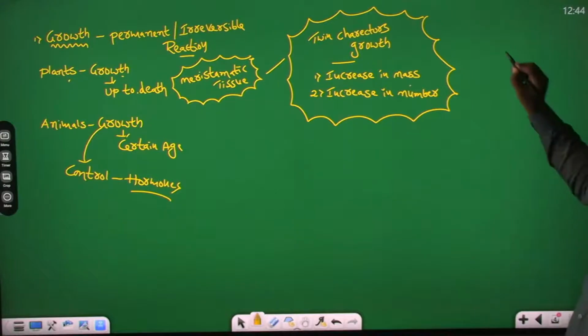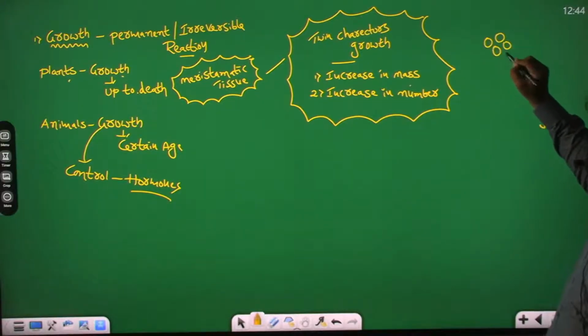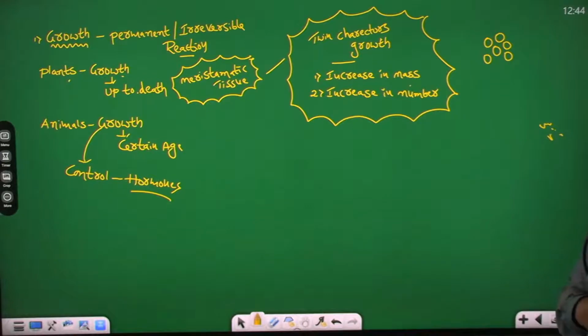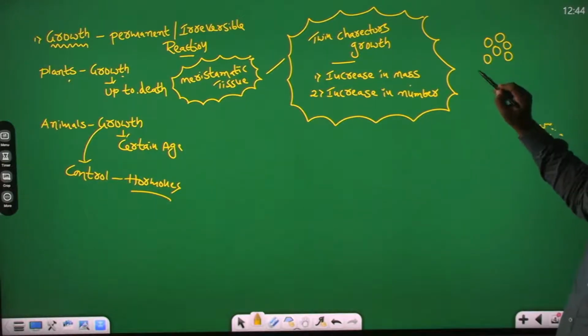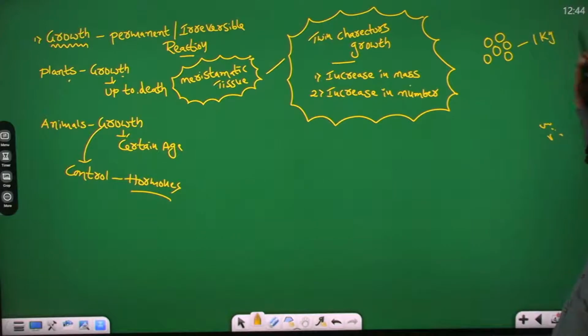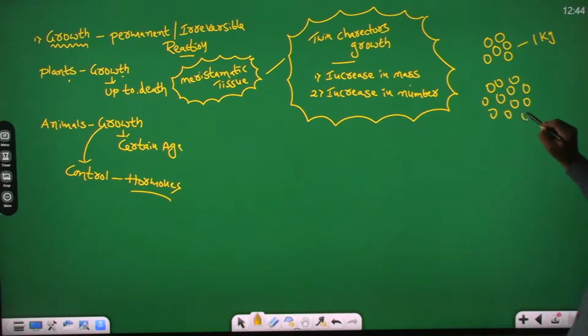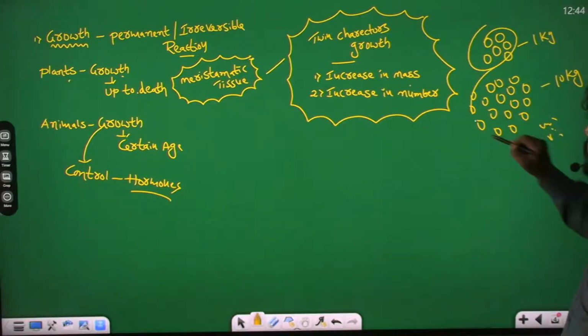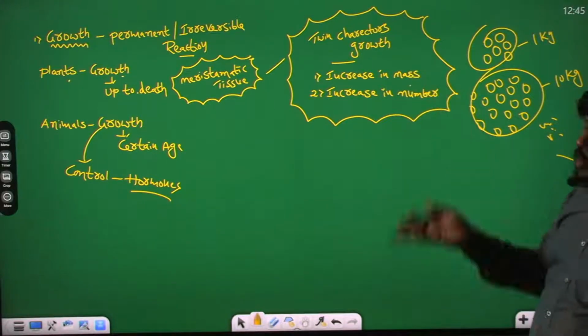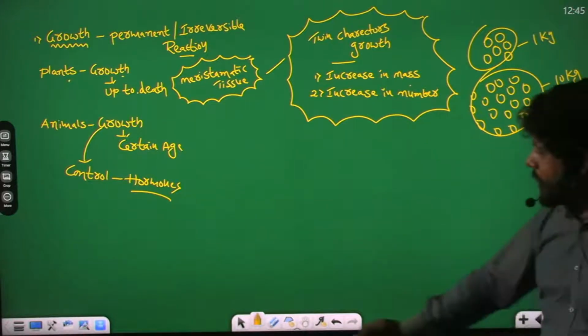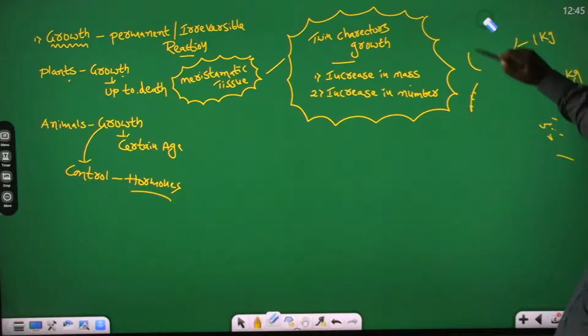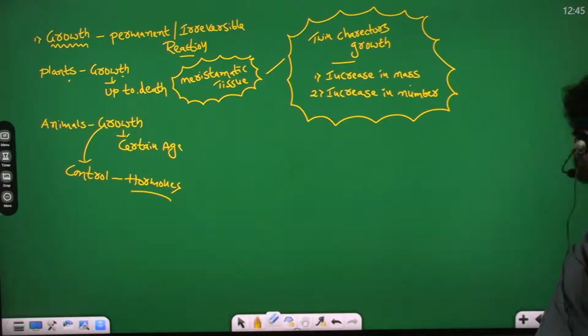For example, first these many cells are present. How many cells? 1, 2, 3, 4, 5, 6. When 6 cells are present, I am giving the mass as 1 kg. If the number increased from 6 to 14, 15, 20, 25, 30, automatically the weight also increases. If number increases, automatically mass is also increased. That's why both are twin characters. What are the twin characters of growth? Increase in mass and increase in number.